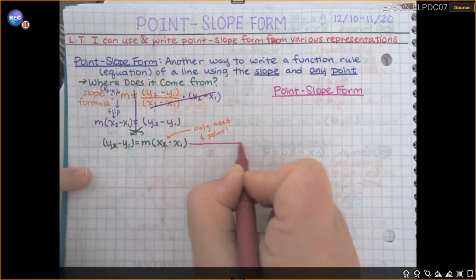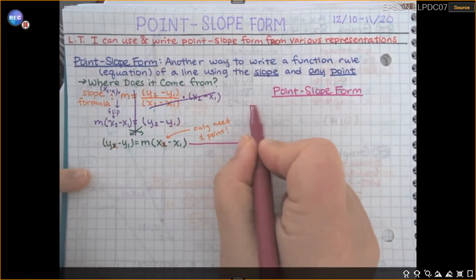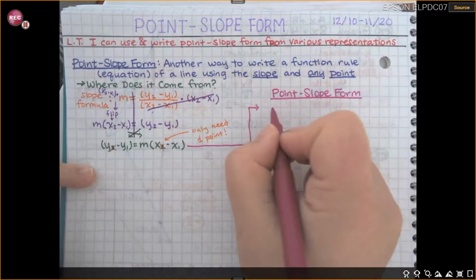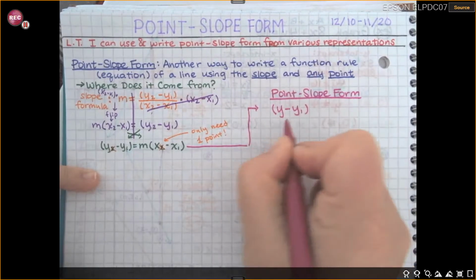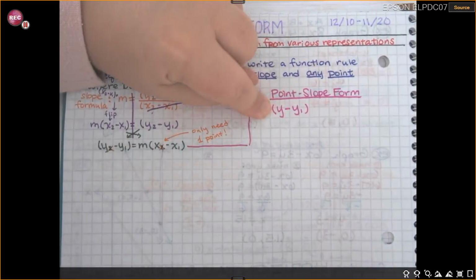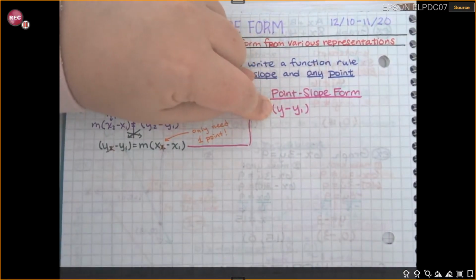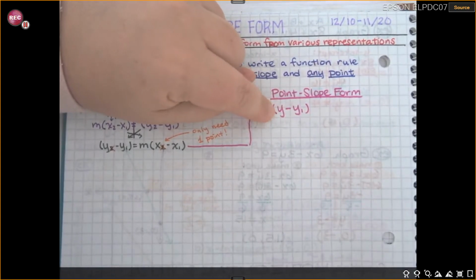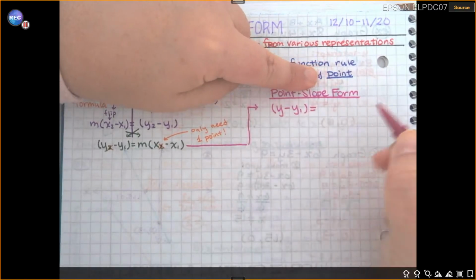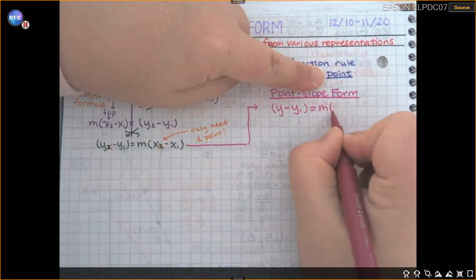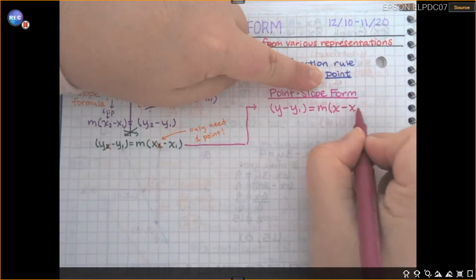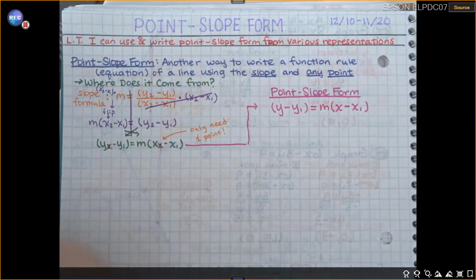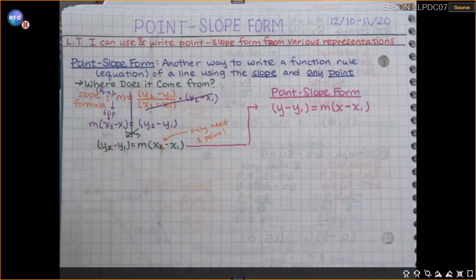So this is actually the form right here. Parentheses y minus y sub 1. So there's no longer a y sub 2. Because remember, when we write our equation, we always have an x and a y in it. So I need something that's not going to be a number. So that y will always be a y. Equals, and then m parentheses x, again I dropped the sub 2, minus x sub 1. And there you go. That's it.